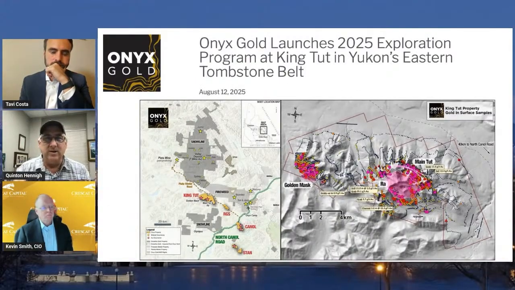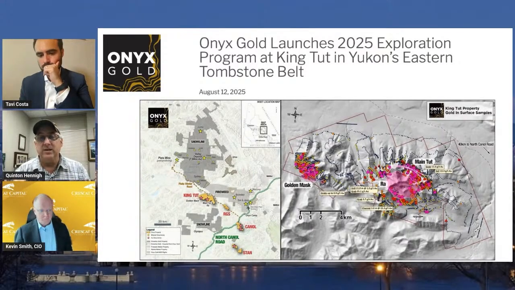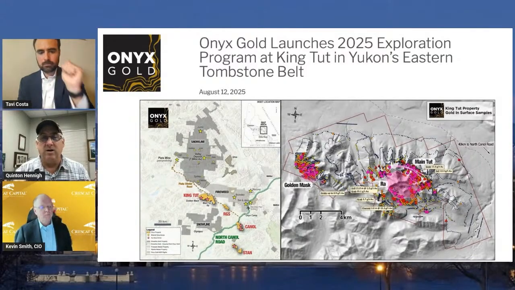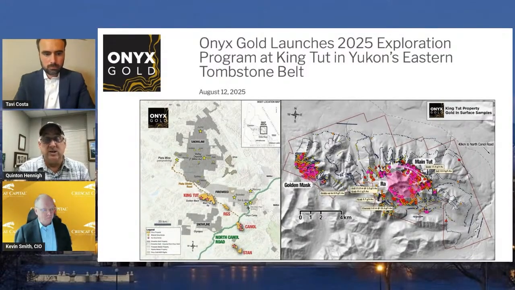Okay, Onyx is even doing work now. Yeah, they've refocused a lot of their effort back in Timmins because they got the discovery at Crisis. But to be frank, the big emphasis was this King Tut project. And the Golden Mask and Main Tut zones and Raw are all getting a good shake this season. Okay, I did talk to the company back in early July. I don't think they're going to drill. But I think given the work they're doing, we might see some new information come to light.